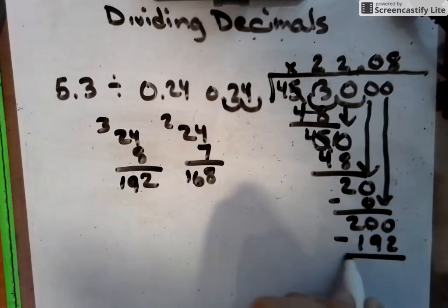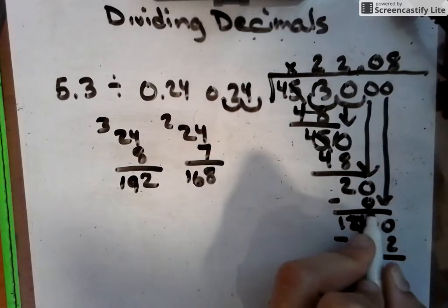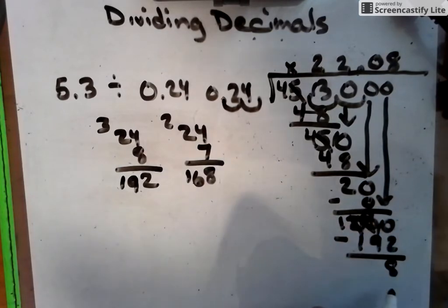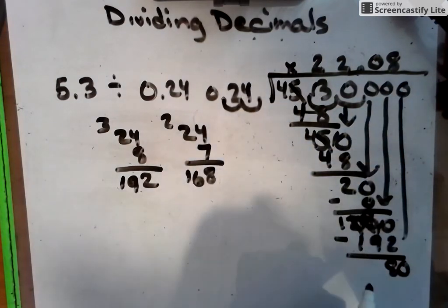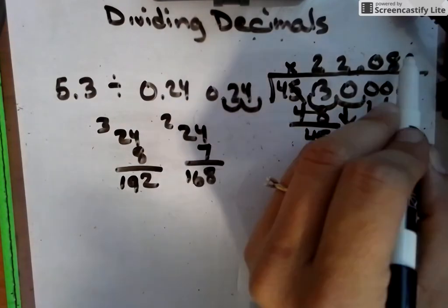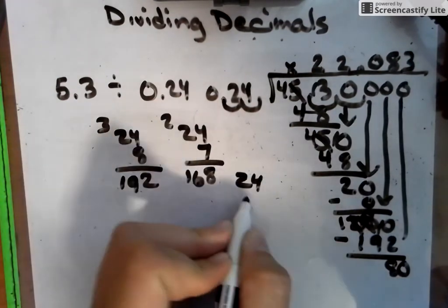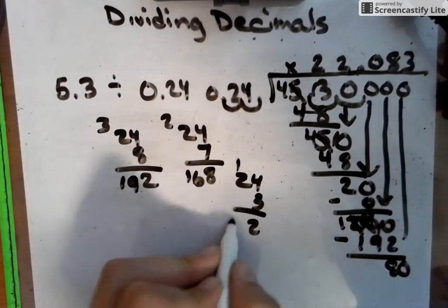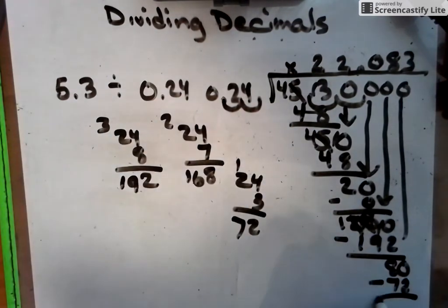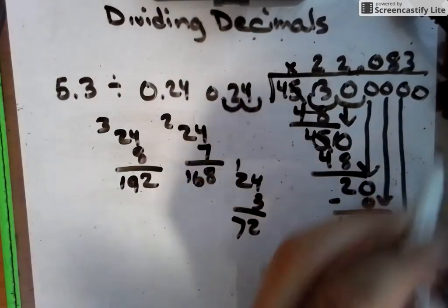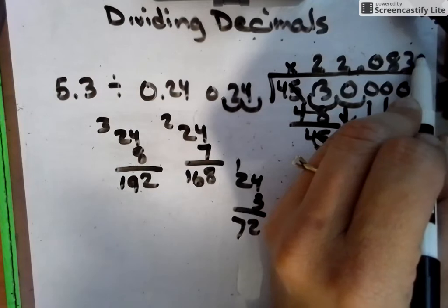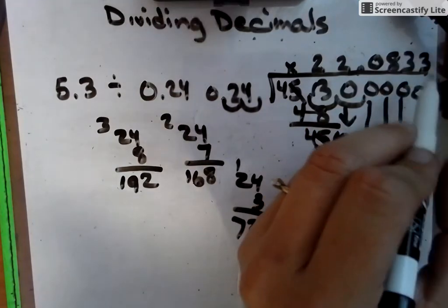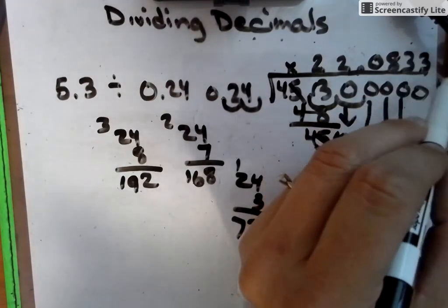Okay. So now we got 24 into 200. So on the side of your paper, you start making some guesses. And if it's not quite high enough, you keep going until you find one. And it goes in 8 times for 192. And you borrow. And we got 8. And we bring down a 0.